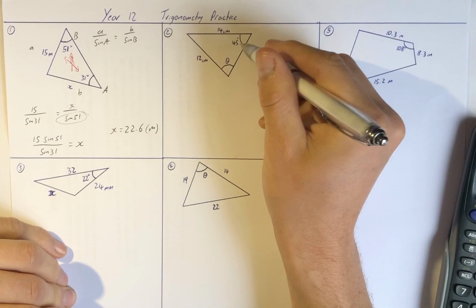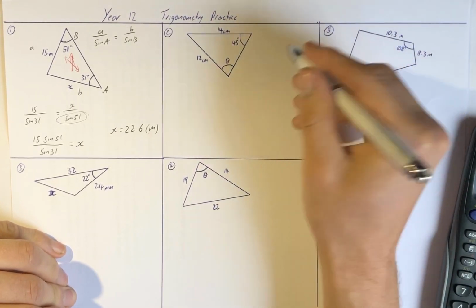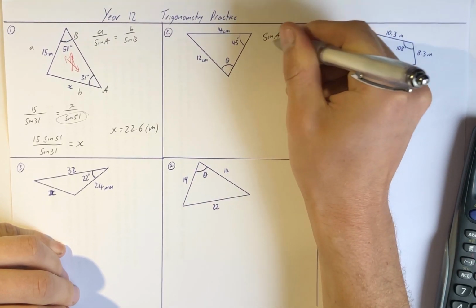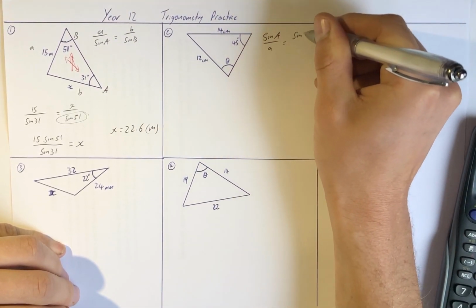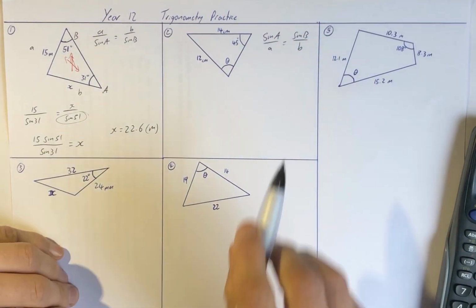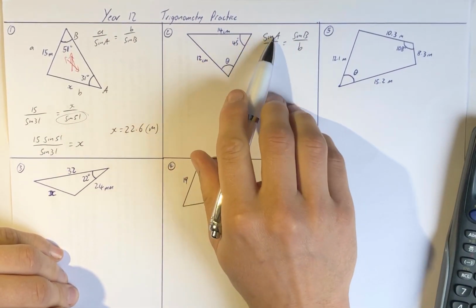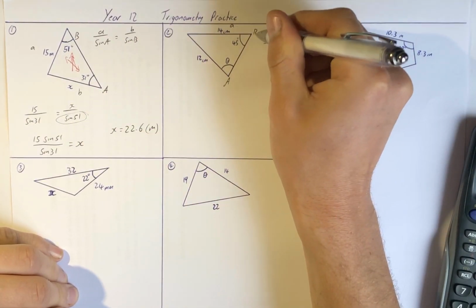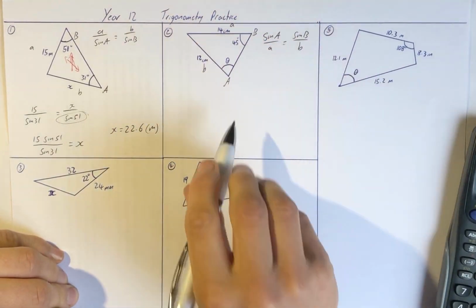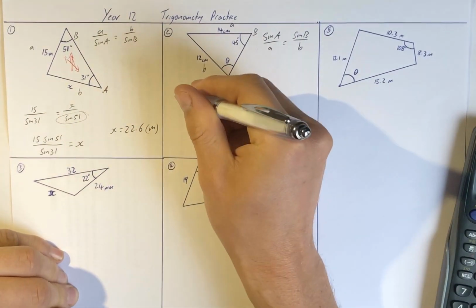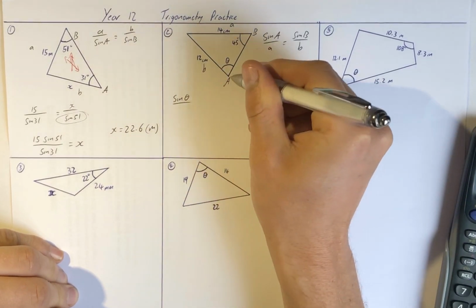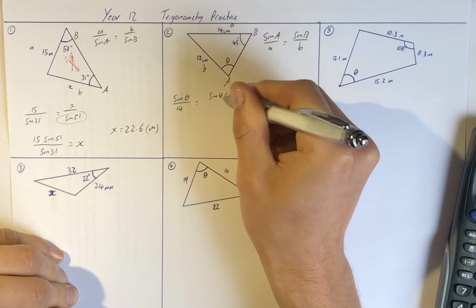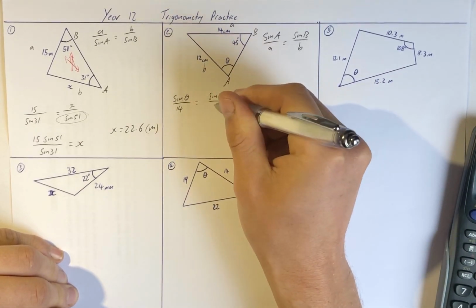Question 2. Am I dealing with opposite angles and sides? I am, and it's an angle I want. So this time I'm going to use sine A over a is sine B over b. I'm still using the sine rule, but it's up the other way because I'm trying to find an angle. So if we go A, B, B, dealing with opposites, I can plug in here. So let's take sine theta over its opposite side. That's going to be sine 45 divided by its opposite side, 12.